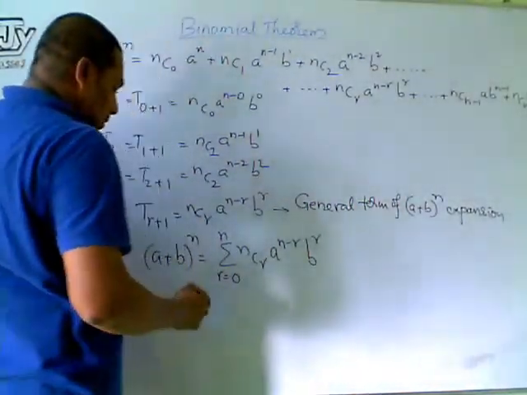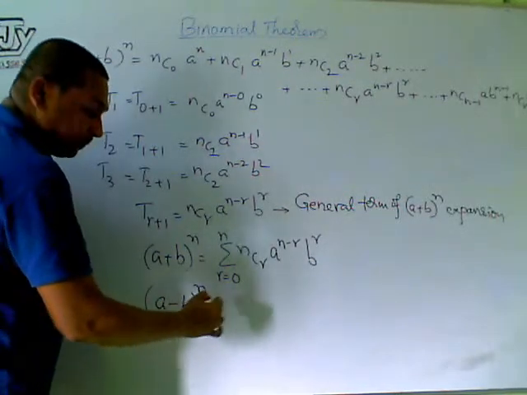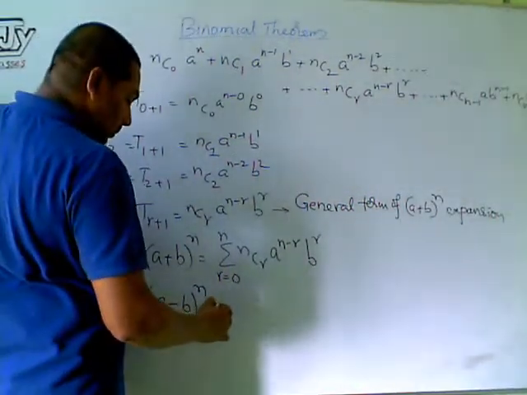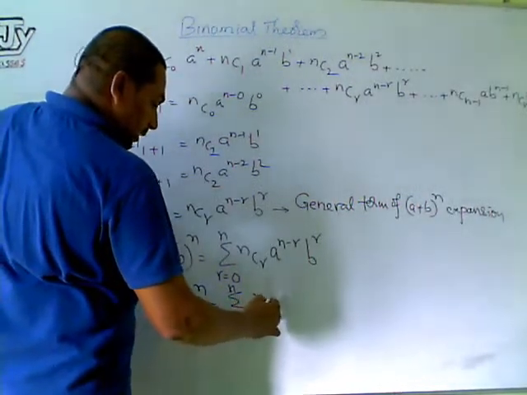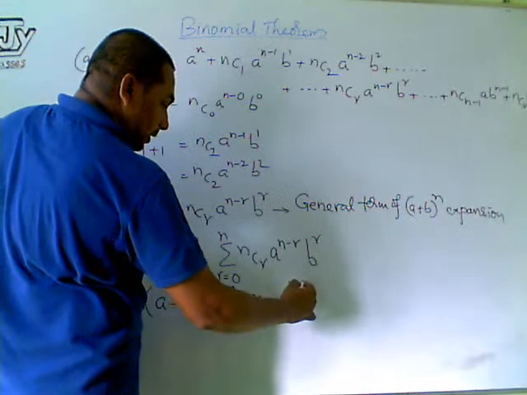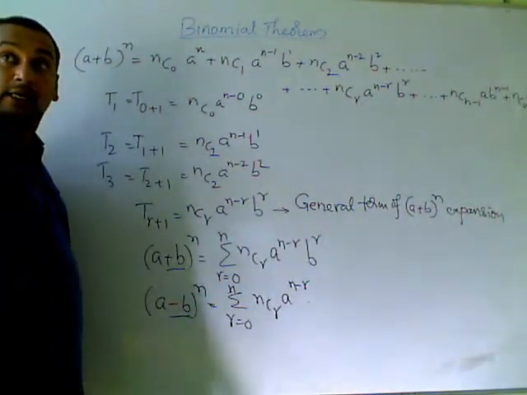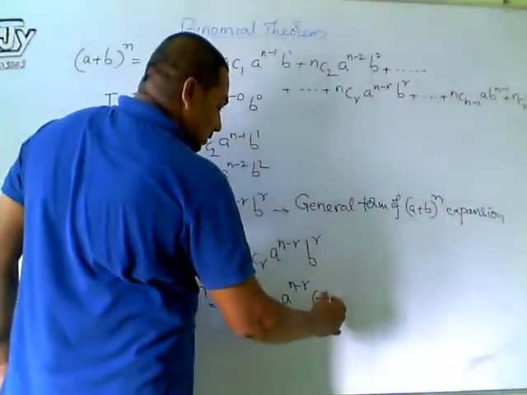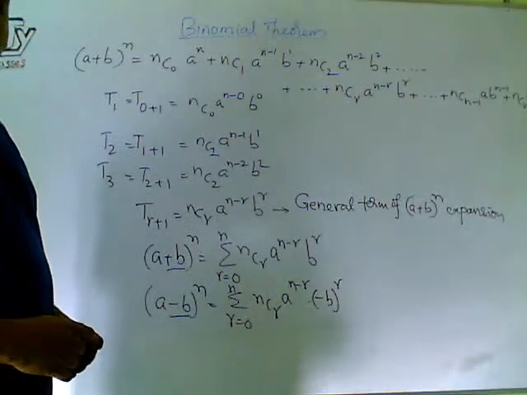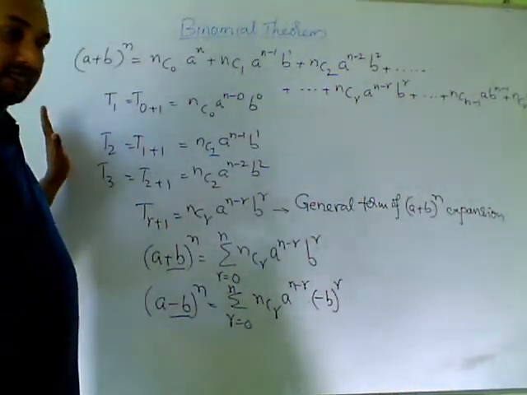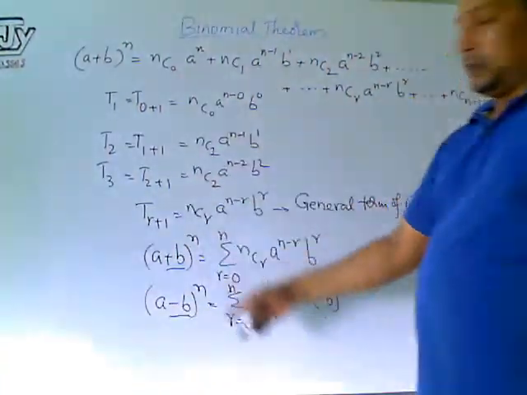So suppose if you keep minus here, (a minus b) whole power n, that is sigma r equal to 0 to n nCr a power n minus r. In the place of plus b, we have to take minus b. So (minus b) whole power r. So what we discussed earlier, and also write down these points.